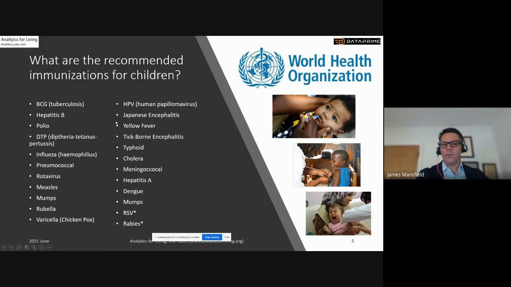Depending on the region, they may or may not require or recommend them. So for Japanese encephalitis, not every country is going to say to do that, or tick-borne encephalitis, or typhoid or cholera, or dengue, for instance. But if you get to most of the ones on the left, like Hep B, polio, DTP, measles, mumps, rubella, varicella, most countries would provide those.